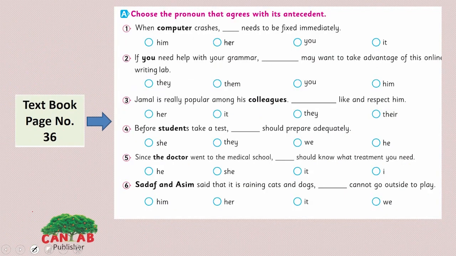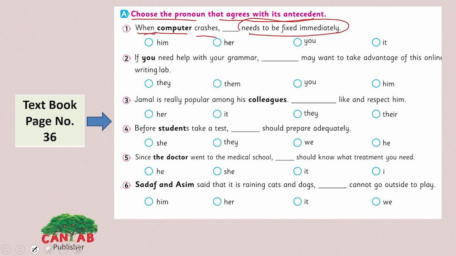Now look at the exercise of it on 36th page. Choose the pronoun that agrees with its antecedent. We have discussed what the antecedent is, which replaces the noun or pronoun in the sentence. When computer crashes, needs to be fixed immediately.